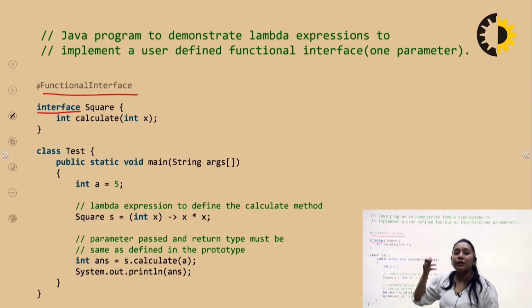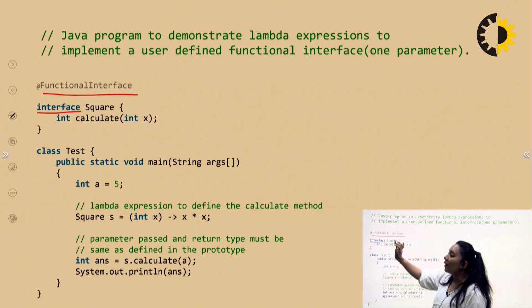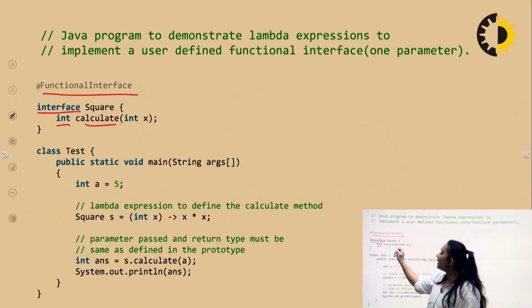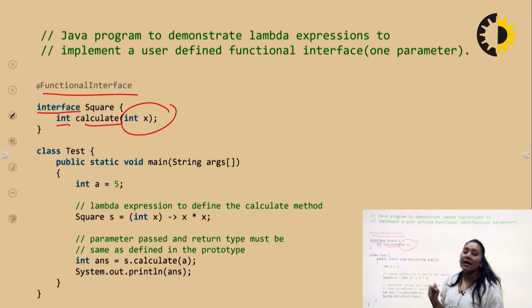So what type of interface do you need? We write Square. In Square you need to pass one abstract method. In the abstract method we have passed calculate, with the integer x. Now let's start the program.